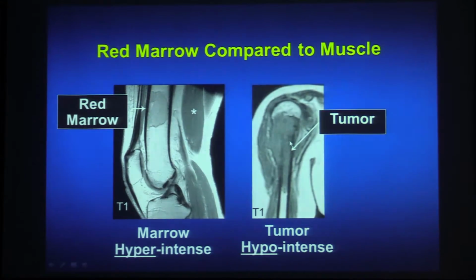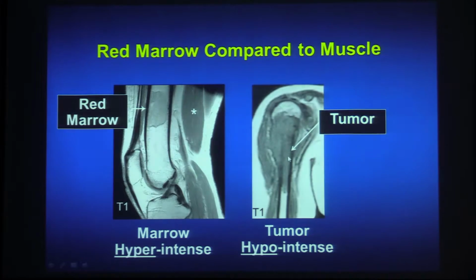On this side we have tumor. So we can see tumor within the proximal humerus. And if you compare it to the deltoid muscle, it's really the same or a little darker in signal intensity than the muscle. And that's because the tumor has eliminated any of the fat from that part of the marrow. We also know there's something wrong because the cortex here is disrupted and the tumor has extended out into the soft tissues.